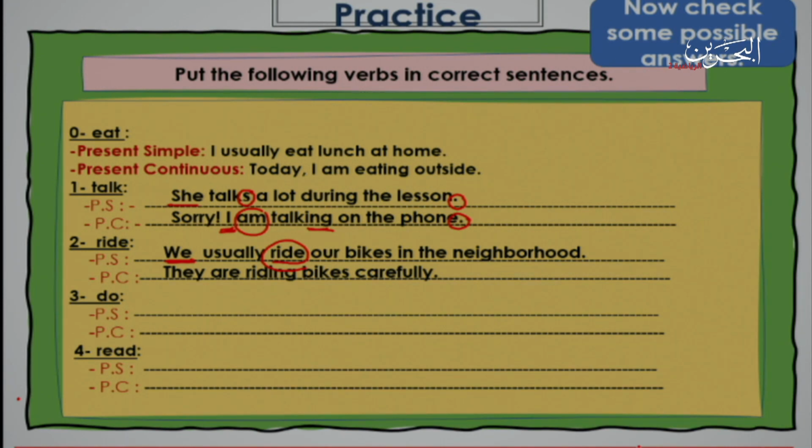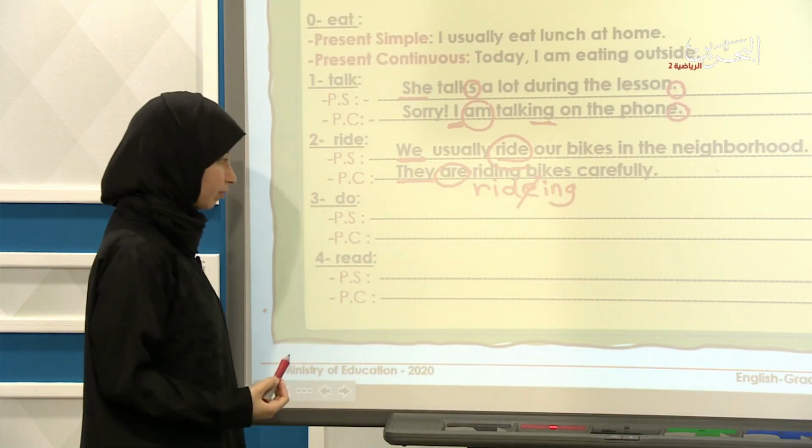In the present continuous, we put the pronoun plus the verb to be, they takes are, and then we put ing on the verb ride. Since ride ends with an e, we cancel the e and put ing. It becomes riding bikes carefully. They are riding bikes carefully.